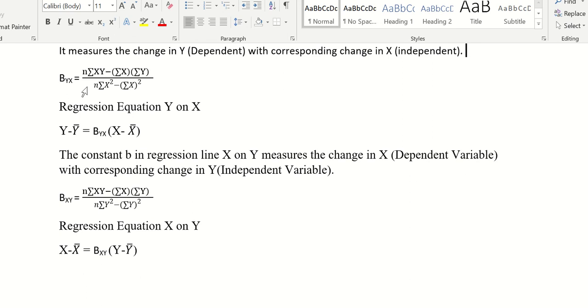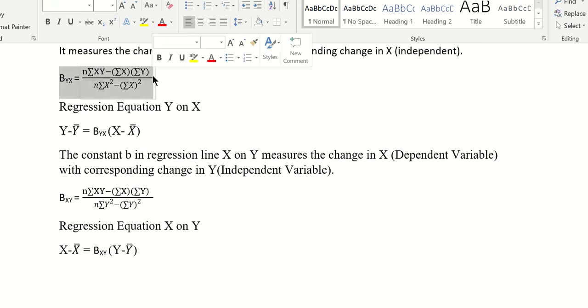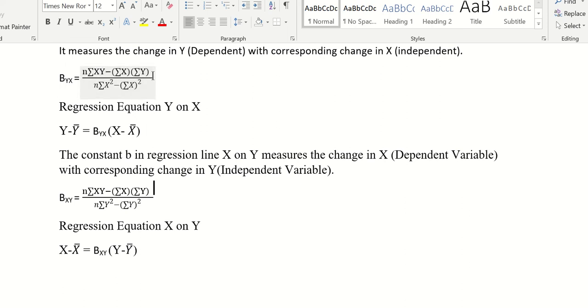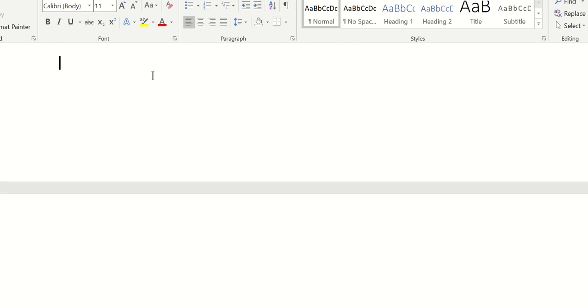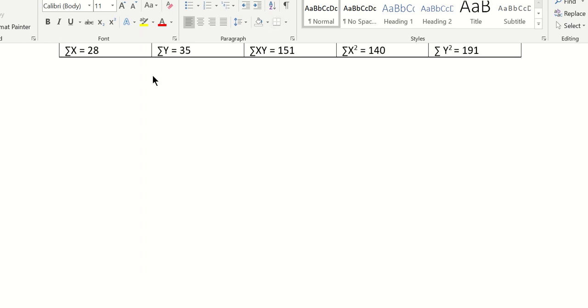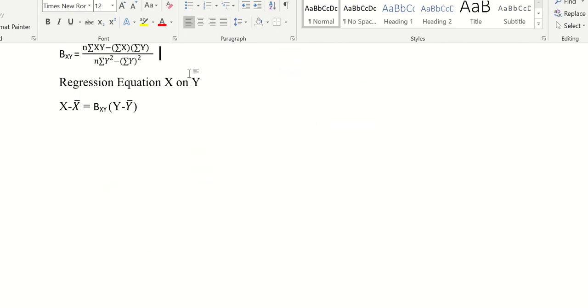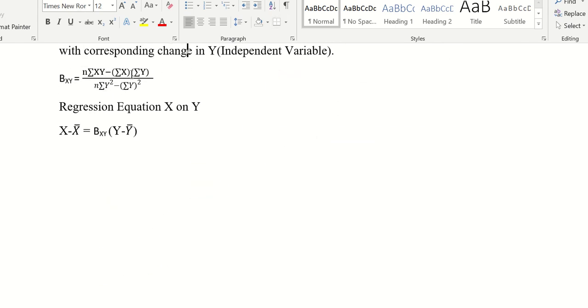Now let's first calculate byx, and then we would need bxy. I will just solve them simultaneously.